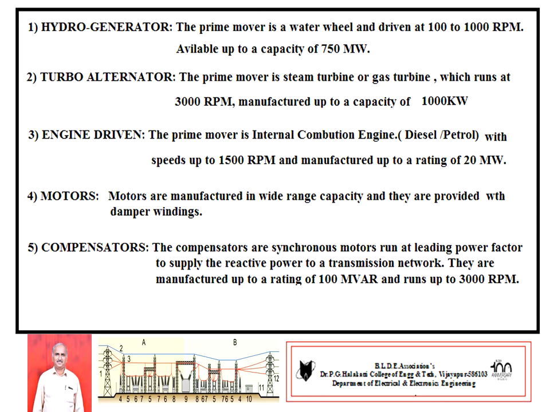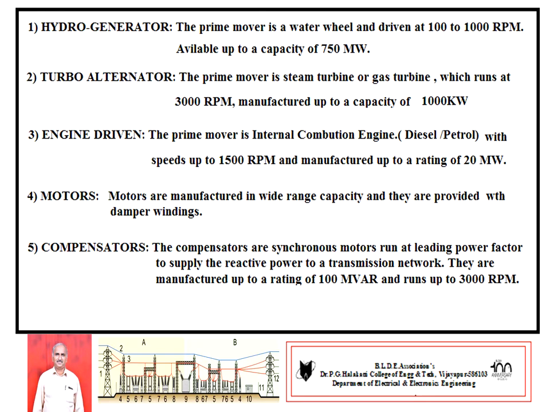Number 3, engine driven. The name itself implies the prime mover is an IC engine. This IC engine may be based on diesel or petrol. Such type of alternators are used up to 1500 rpm and manufactured up to a rating of 20 megawatt.